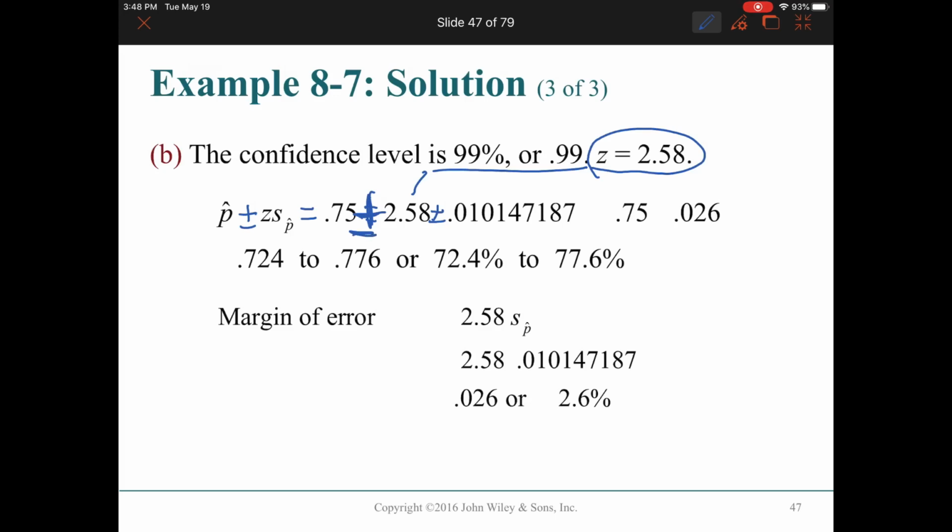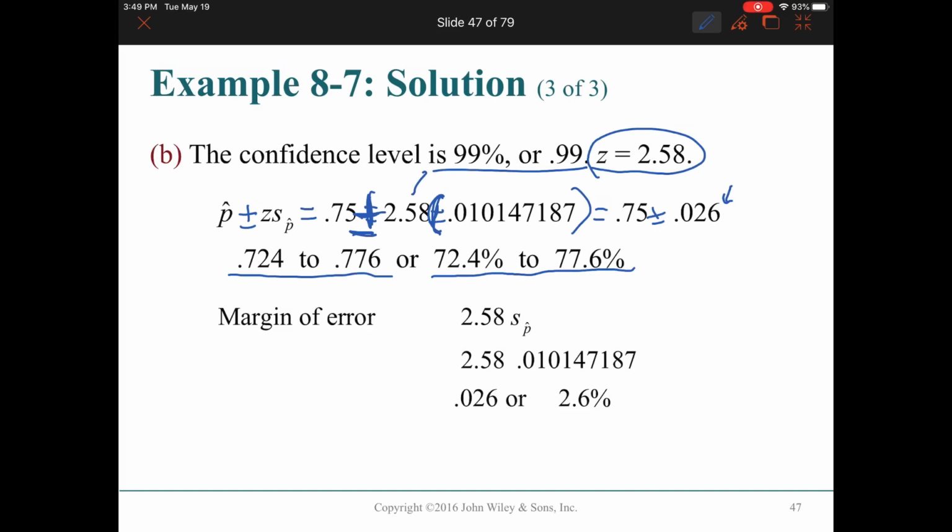Now my pen battery is dying, so I got to make it through this. Try the other pen. And we got 0.75 plus or minus 2.58, that's the Z value. This is going to be multiplied by the standard error, that is S p hat. So we get eventually 0.75 plus or minus 0.026. That's around 2.5%, by the way. Very easy to add and subtract that. And going an extra decimal, a third decimal, is very typical. So we hope you'll do that and give us a little bit more accuracy.